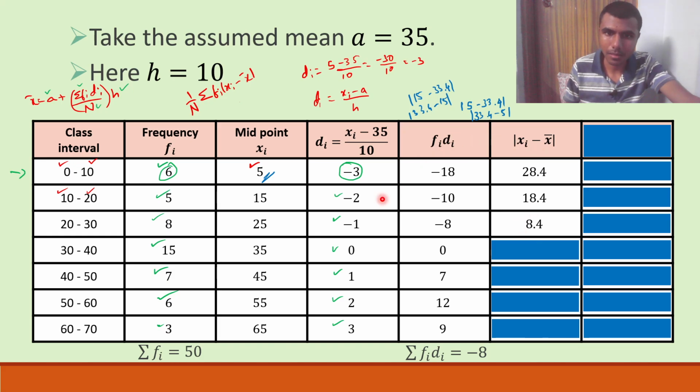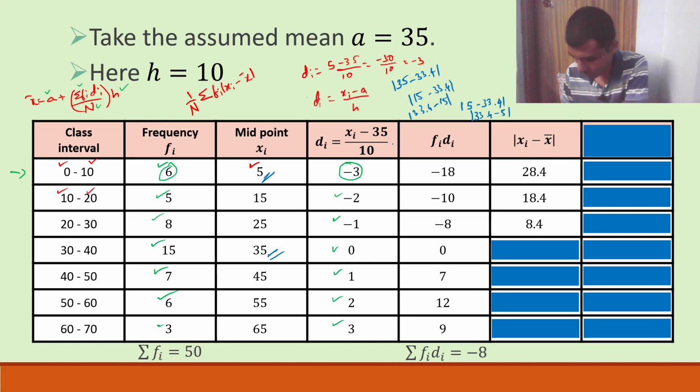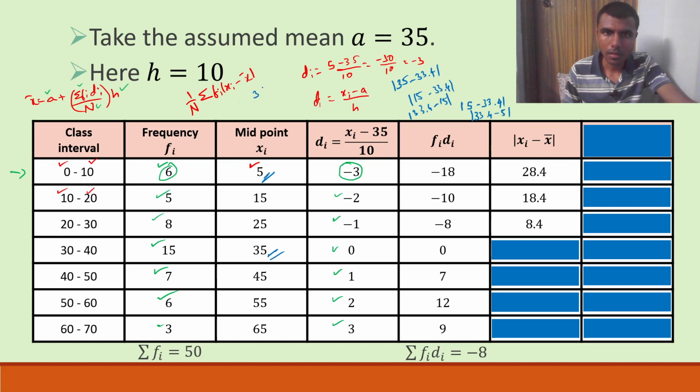Now, this one is interesting. Listen carefully. The next one is modulus of 35 minus 33.4. What is 35 minus 33.4? Some of you might face a little difficulty here, so I'll help you out. You can do basic subtraction. I can write 35 as 35.0 and this one 33.4. Basic subtraction which you guys learned.